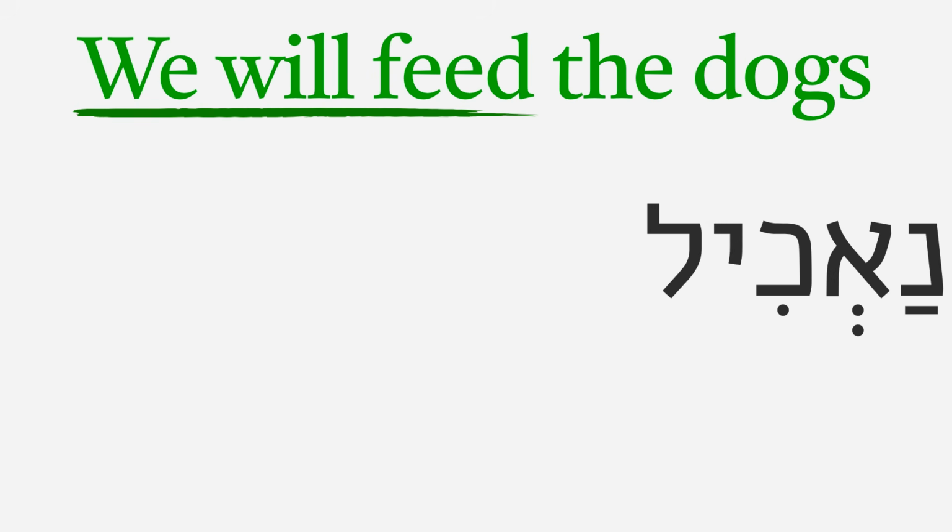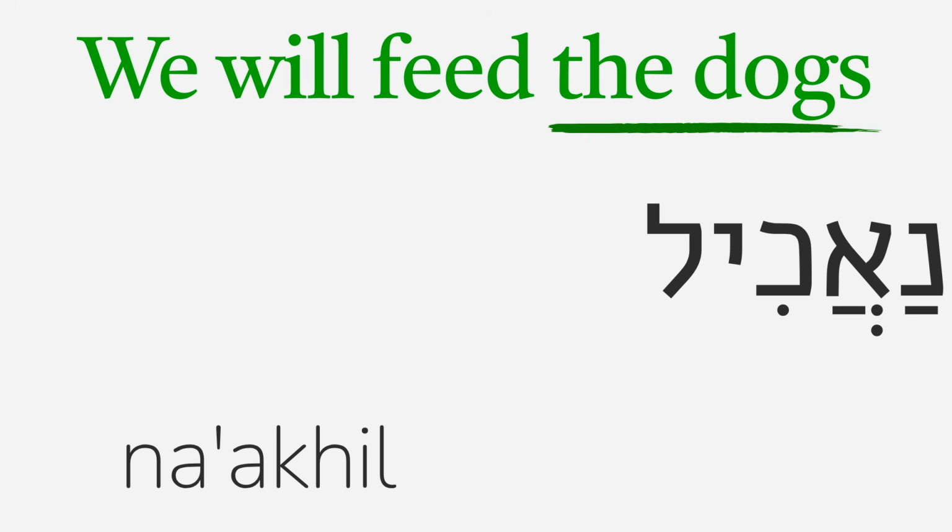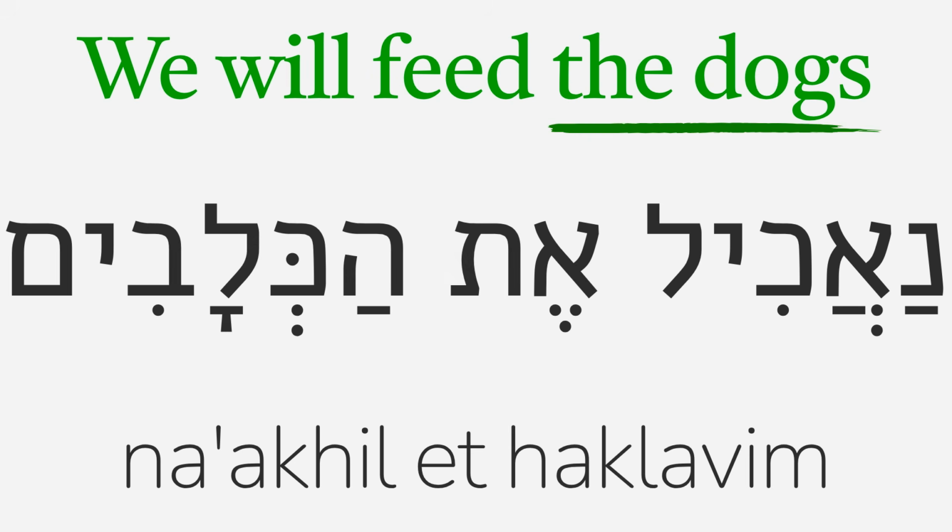Let's say we will feed the dogs. This will be a Hiphil verb from the root aleph kaf lamed. It's in the future tense, and its subject is we. That means it will start with a nun prefix with a patach, which would usually be followed by the root letters with a shva and hirik with yod. But because the first root letter is aleph, instead of having a shva on that letter, we will have a patach shva. Na'achil, we will feed. The dogs, as the definite direct object of the verb, is et haklavim. Na'achil et haklavim. We will feed the dogs.